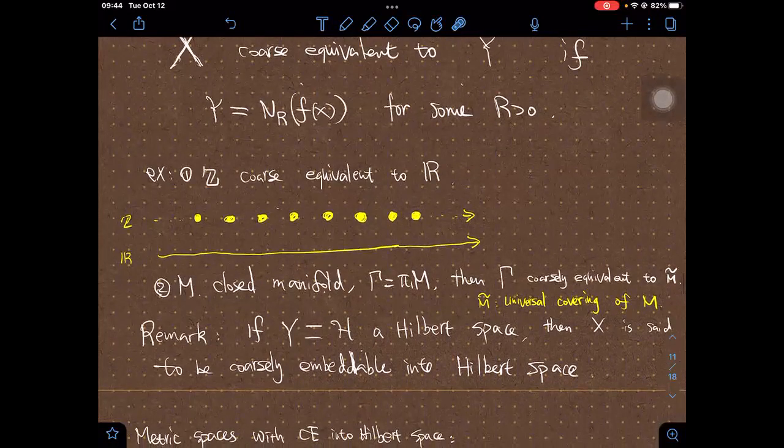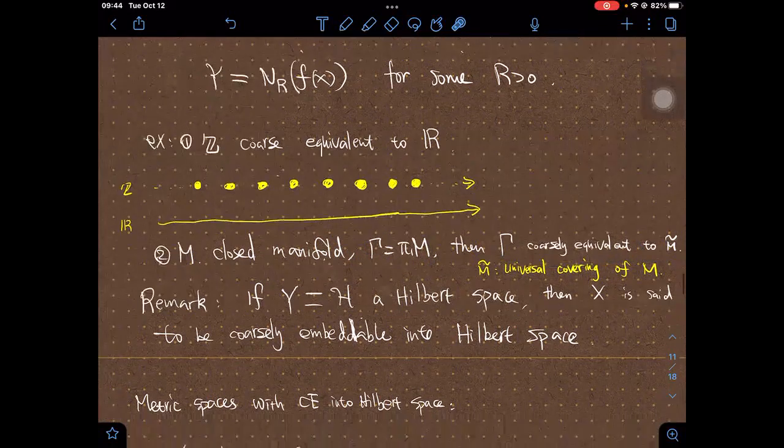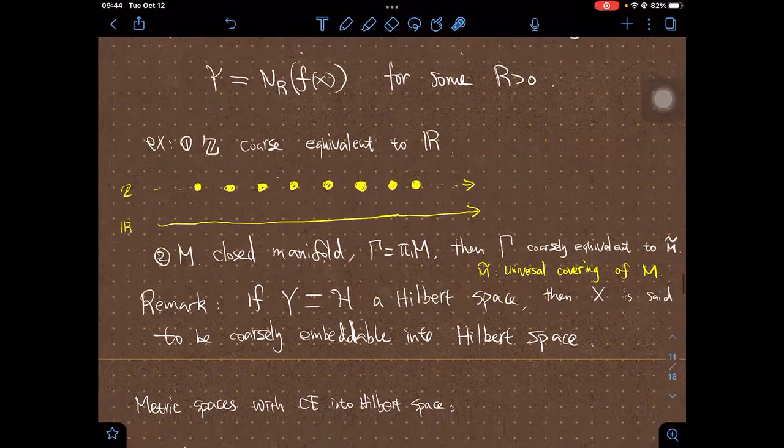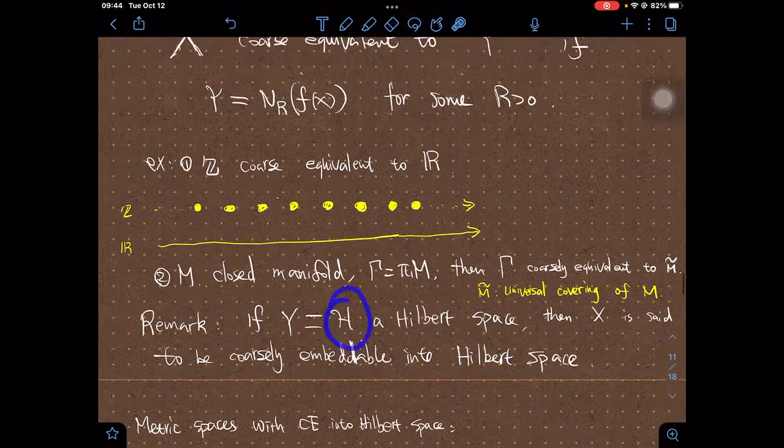Another good example is if M is a closed manifold, then you consider the fundamental group. The fundamental group is actually coarsely equivalent to the universal covering of M. The most important case is Y equal to a Hilbert space. Then X is called coarsely embeddable into Hilbert space. And the geometry in the Hilbert space is quite simple.